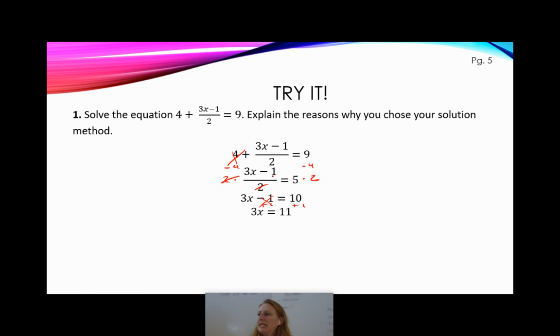And last but not least, I'm going to divide both sides by 3. Now, the only thing is it doesn't divide evenly. So I went ahead and left my answer as a fraction.